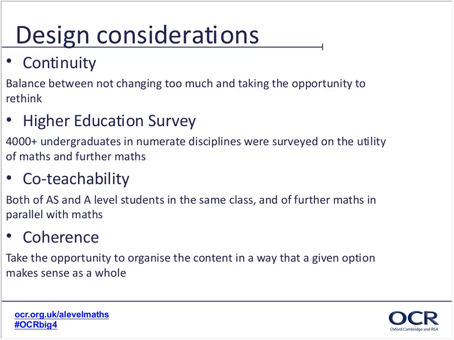The last thing was coherence. There are some problems with the way that the current unitized structure chops things up, and we'll see some examples of that when we look at the content. We've managed to take the opportunity to draw together things like, for example, momentum and impulse in 1 and 2 dimensions into the same place, so that you have a much more coherent structure to the course.